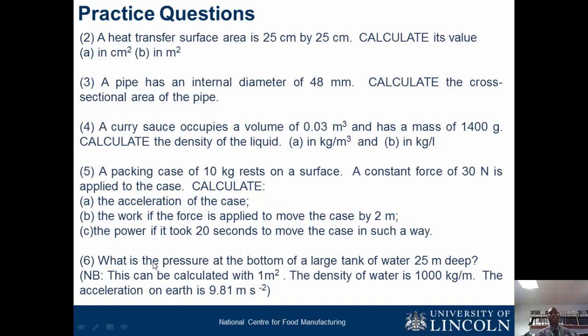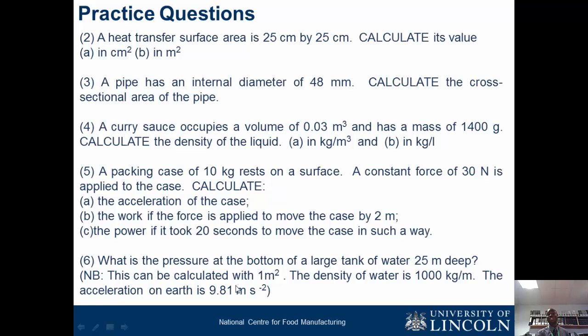Now number 6, what is the pressure at the bottom of a large tank of water 25 meters deep? Now don't forget that you can calculate this with 1 meter square in terms of the area of the base. We want you to use 1 meter square as the cross-sectional area of the base of the tank, and we assume it is uniform. Now we are given that the density of water is 100 kilogram per meter cube. The acceleration on Earth is 9.81 meter per second square.